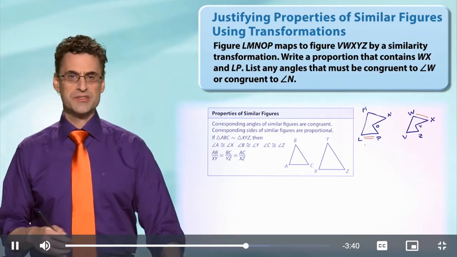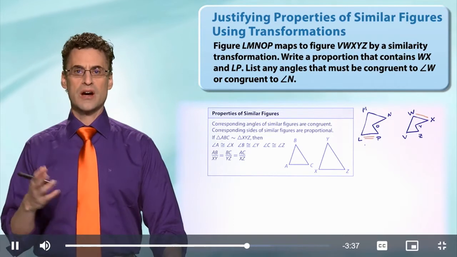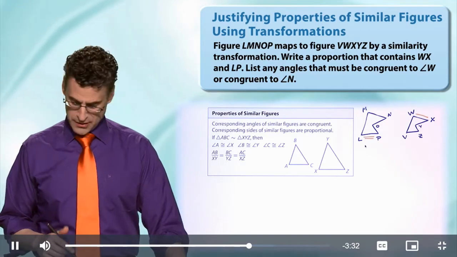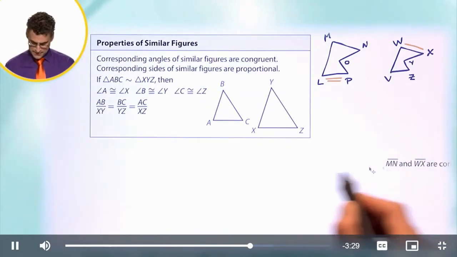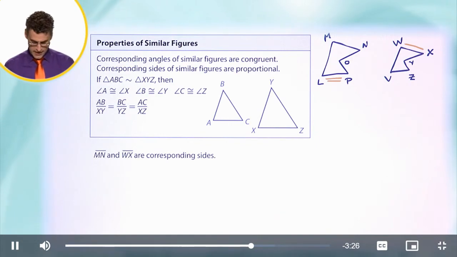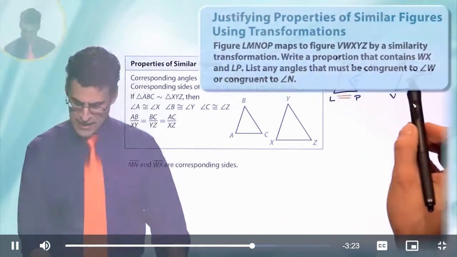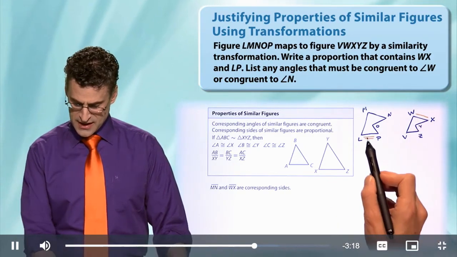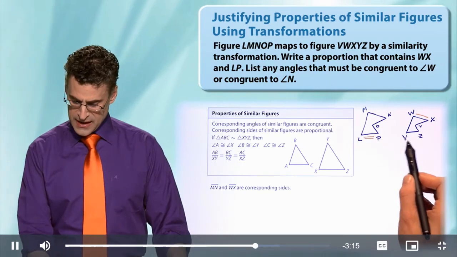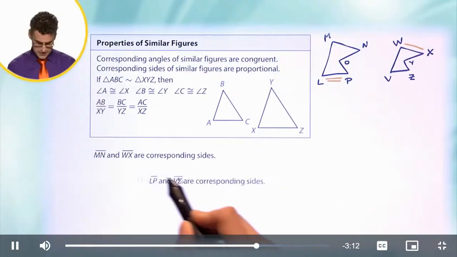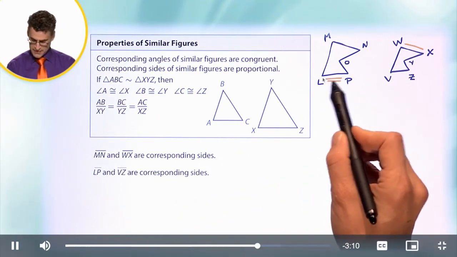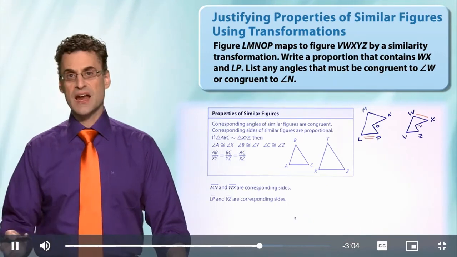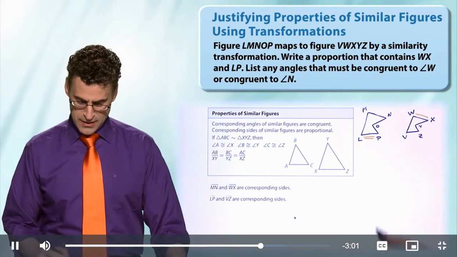And then I want us to see any angles that must be congruent to angle W or congruent to angle N. Well, there's lots of ways of thinking about this, by the way. There's not just one answer here. So one thing I could do is notice that line segment MN and WX are in fact corresponding sides, and similarly LP and VZ are corresponding sides. So I'm trying to find something that corresponds to this over here, something that corresponds to this over here, and once I've done that, then I can look at a particular proportion.